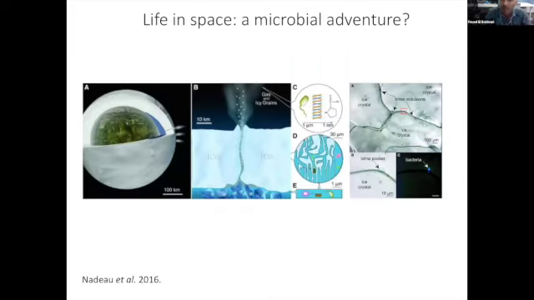Finally, if we look at microbes in space, as we will see in the next session, I would expect that it will be microbial. And if it's a life form similar to life on Earth, it will be similar to bacterial or archaeal species, only if it's similar to life on Earth.